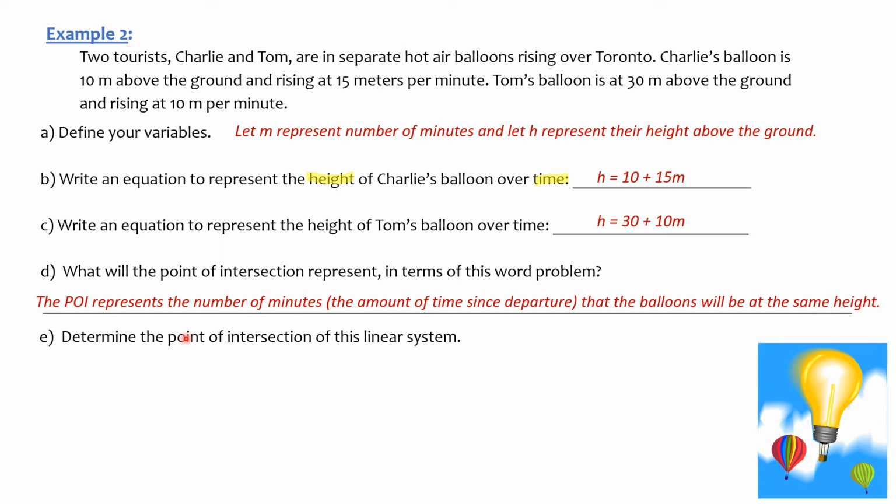And now we're going to determine the point of intersection of this linear system. To do this, again, h is already isolated in both, so I'm going to use the method of substitution. Method of substitution is best, so I'm going to take this first expression, which is equal to h in the first equation. This is the same as h because it says h is equal to that. So I'm going to put it in here for this h. So down below, I'm going to take the part that I wrote the blue box around. That's 10 plus 15m, and that's equal to the red equation underneath it, 30 plus 10m.